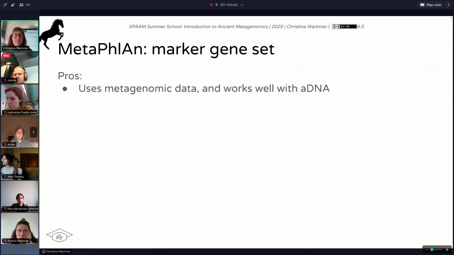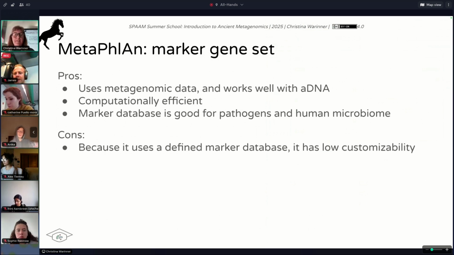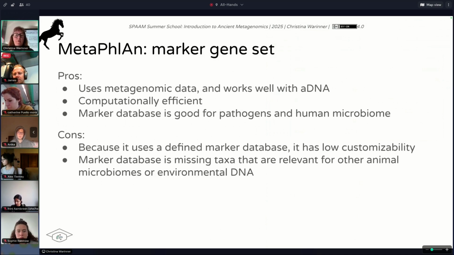Some pros: it uses metagenomic data, so it's using the full genome-wide data that you have, and it works really well with ancient DNA. It's computationally very efficient. The marker database that is used is good for pathogens and for the human microbiome in particular, but some cons are that because it uses a defined marker database, it has low customizability. And the marker database is missing taxa that may be relevant for other oral microbiomes or other animal microbiomes or environmental DNA. So it's not going to perform as well on those samples.